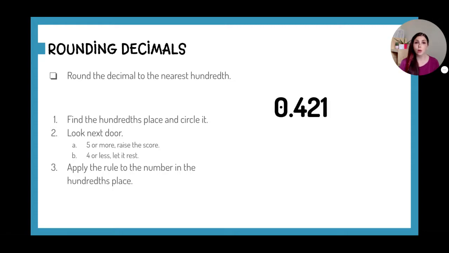So let's try it with 421 thousandths. First, find the digit in the hundredths place and look next door. That's going to be my 2, and look over next door at the 1. Is 1 5 or more, or is it 4 or less? 1 is 4 or less. So it's not going to change the digit that I circled. It's just going to stay the same. So my answer is going to be 42 hundredths, and I just delete the 1, and I could make it a 0 or just leave it the way you see it on the screen.